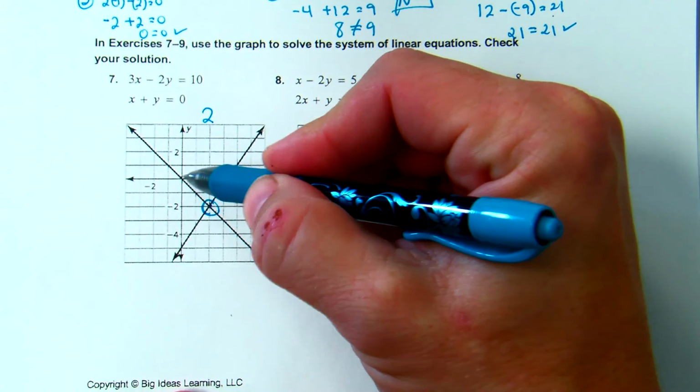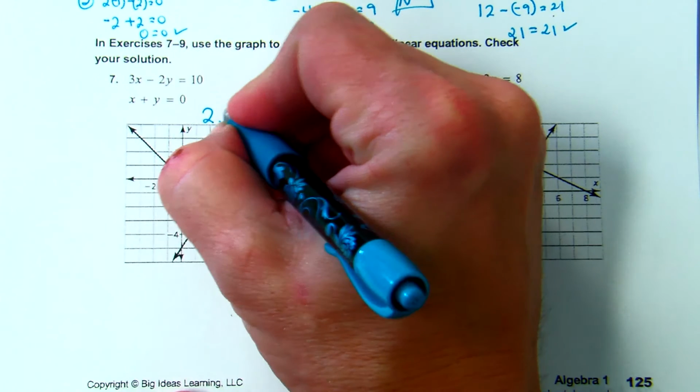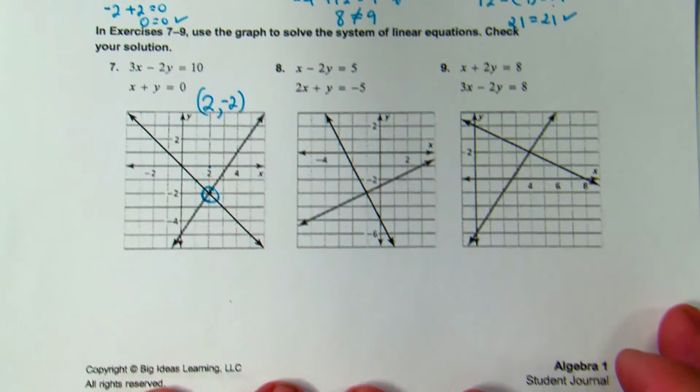We'll do it this way. The x value should be a 2, and then we're going to go down to -2 for y. So it should be (2, -2) should be our point of intersection. Now we can check that again like we did in 1 through 6, and we can confirm that.